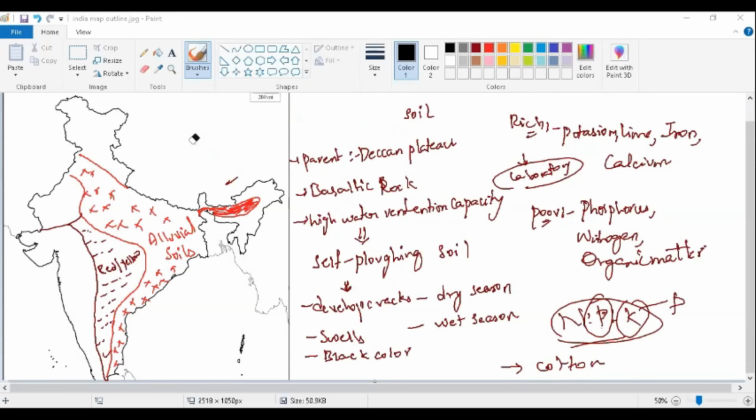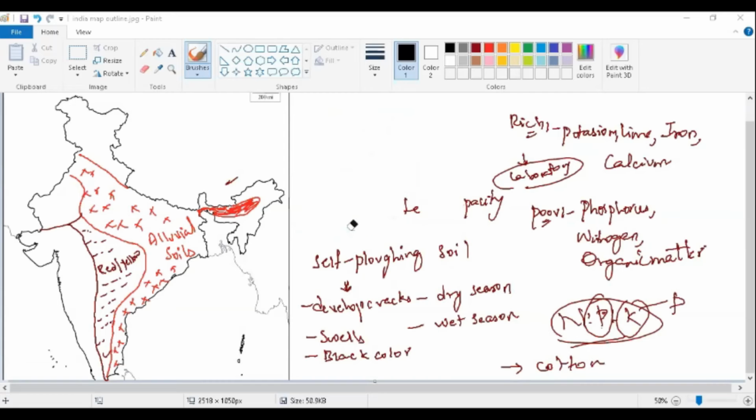Our next soil is laterite soil. Tell me about that, its location, its features, and plants growth.